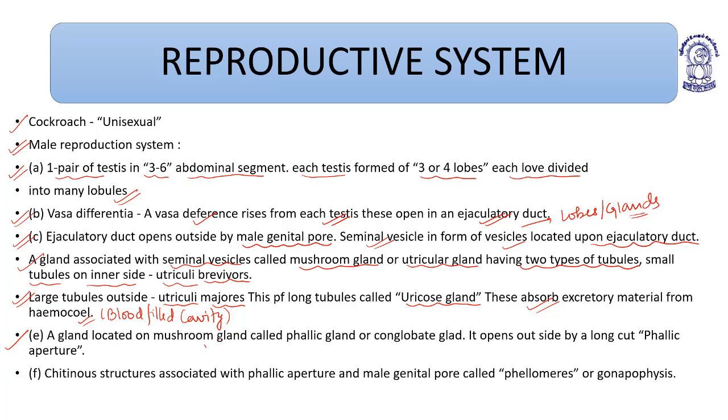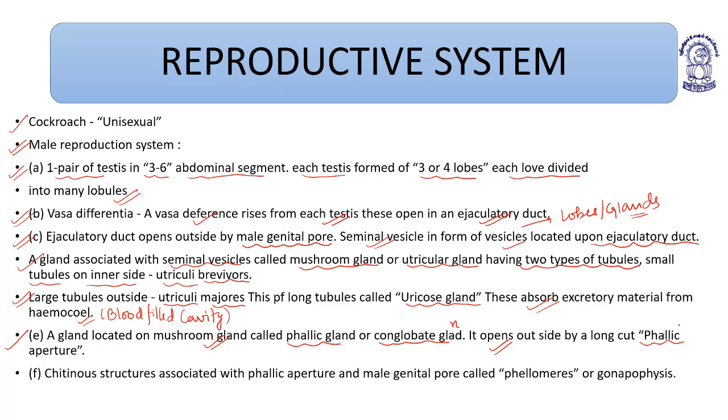A gland located on the mushroom gland is called the phallic gland or conglobate gland. This conglobate gland opens outside by a long cut known as the phallic aperture. This gland opens outside the body through the phallic aperture. The ejaculatory duct opens through the male genital pore outside of the body.